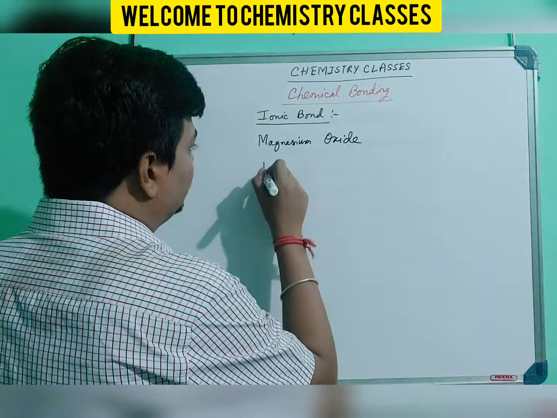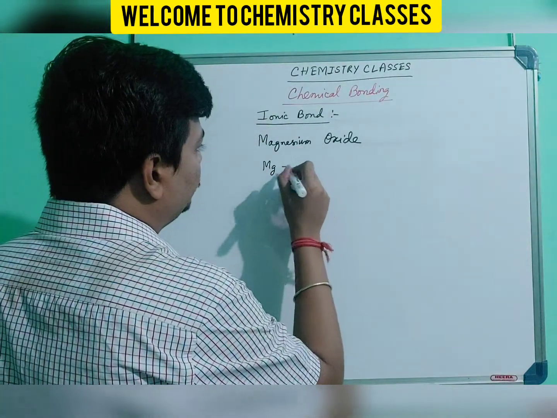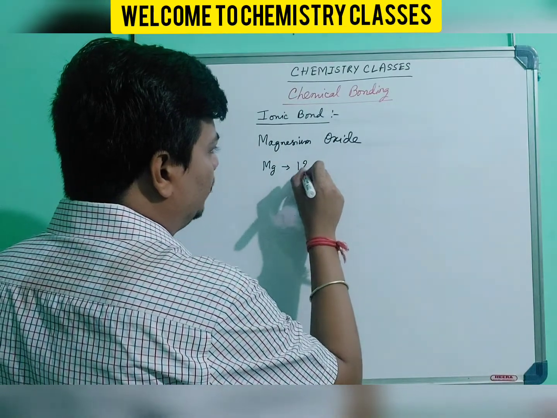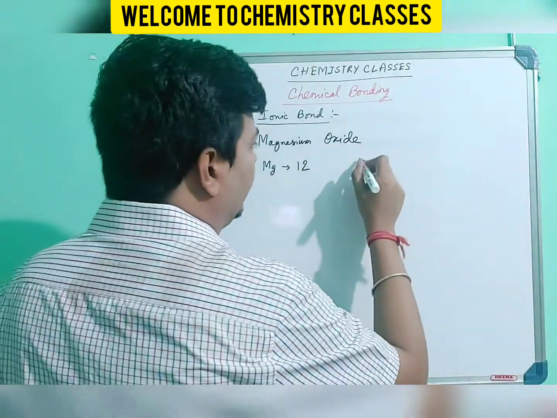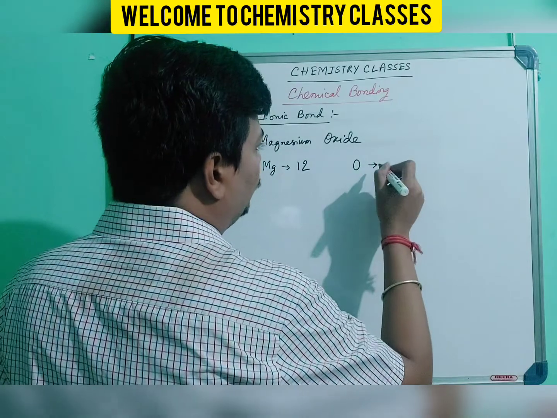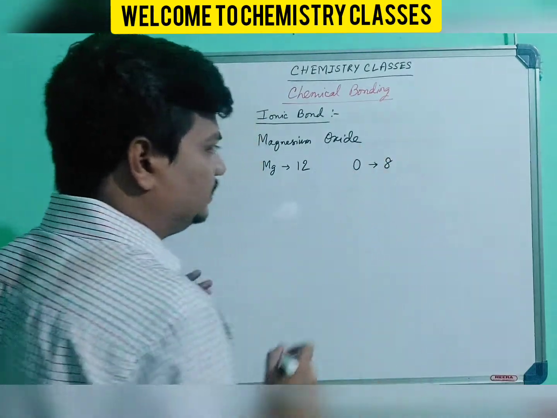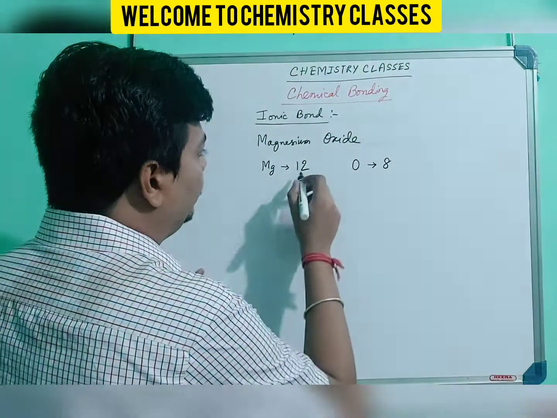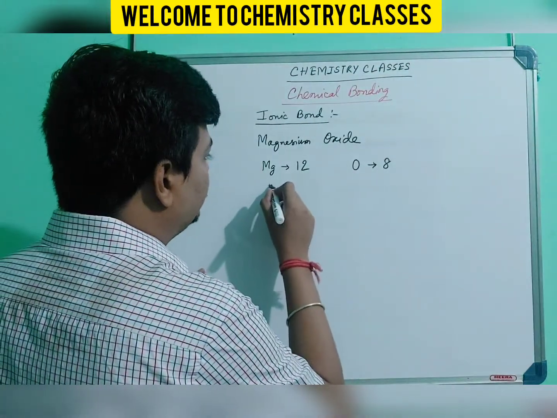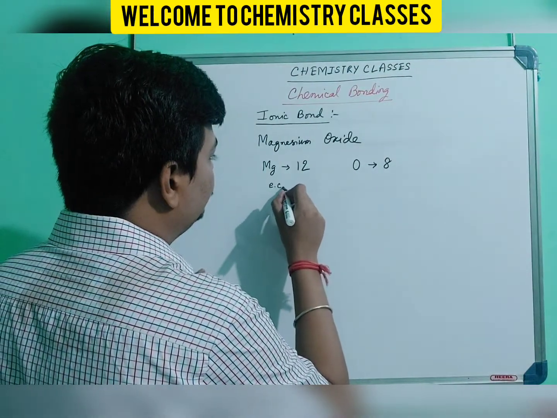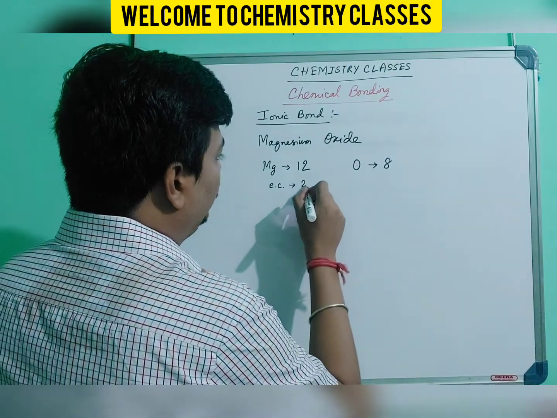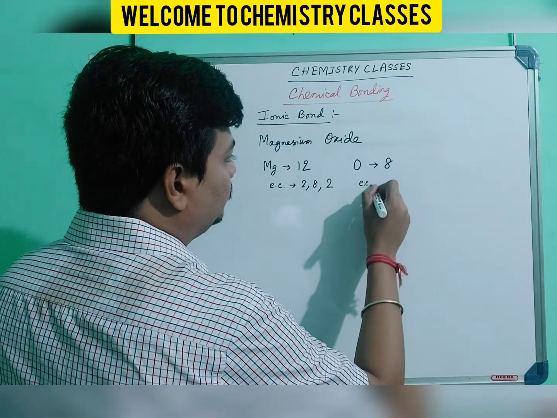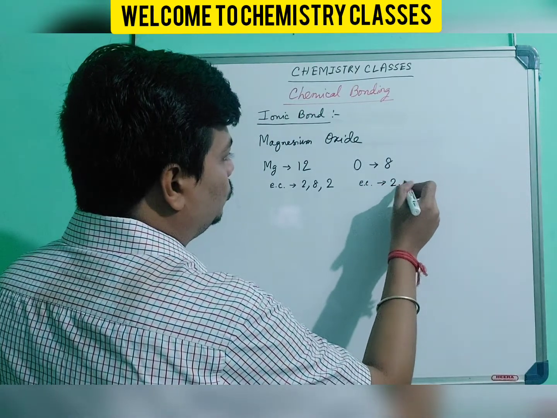So the two elements that I have are magnesium, whose atomic number is 12, and oxygen, whose atomic number is 8. Now these are the two elements. If I go by their electronic configuration, that is EC, it will be 2, 8, 2. EC for oxygen is 2, 6.